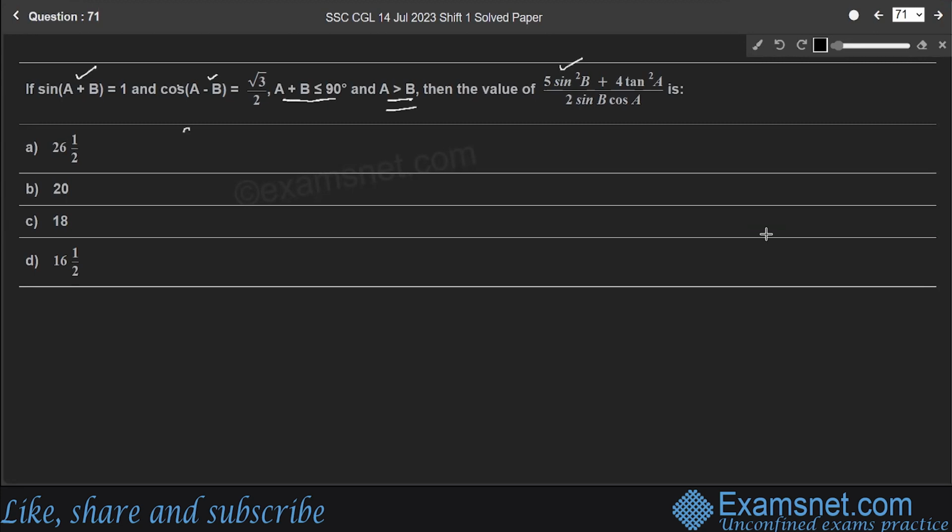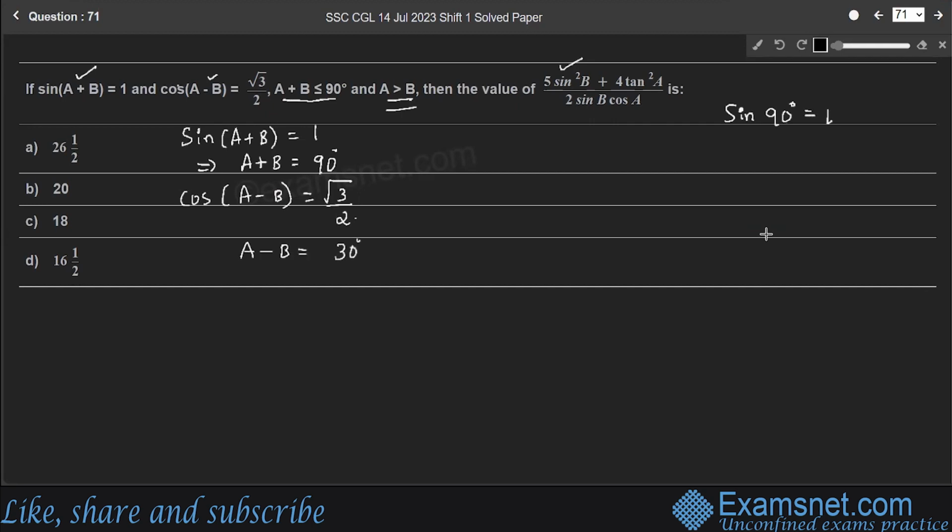So consider sine (A plus B) is equal to 1. Sine (A plus B) is equal to 1, which means A plus B is equal to 90 degrees, because sine 90 is always 1. So we'll write the reason here, sine 90 degrees is equal to 1. And also it is given that cos (A minus B) is root 3 by 2. So cos 30 degrees is root 3 by 2. Therefore, we can write A minus B as 30 degrees.